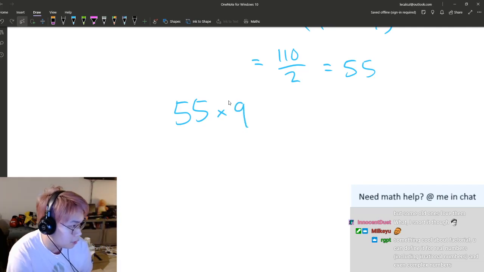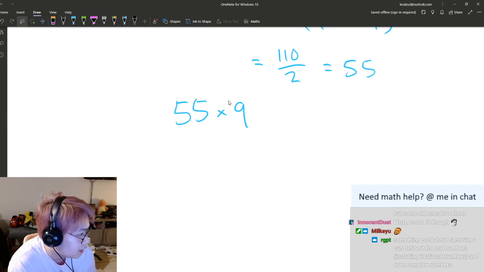Alright, what's the cool fact about factorials? You can define it in real numbers, and even in complex numbers. It's pretty crazy. Pretty crazy. I don't think the rest of the people in chat will understand.